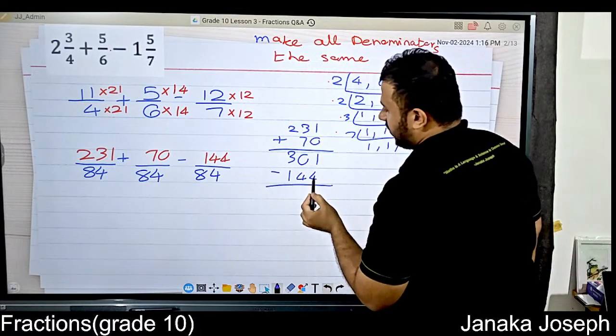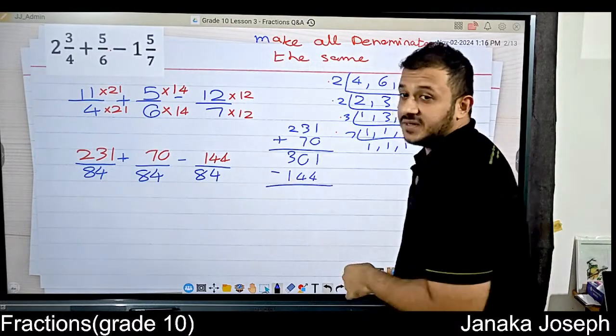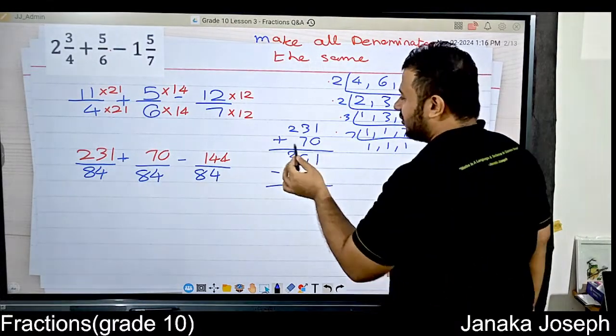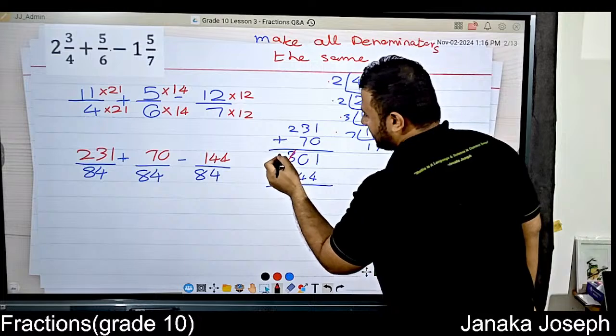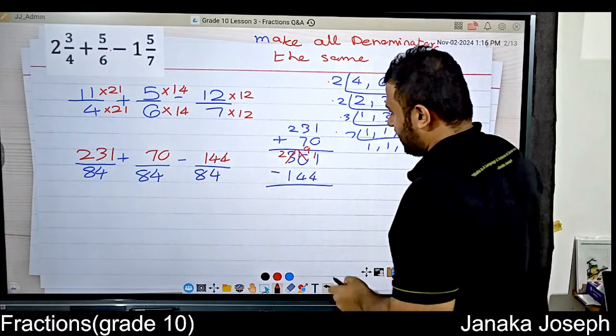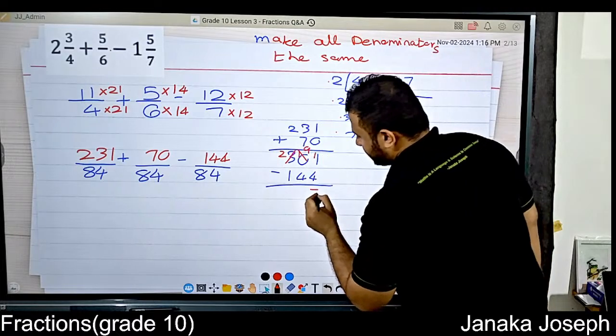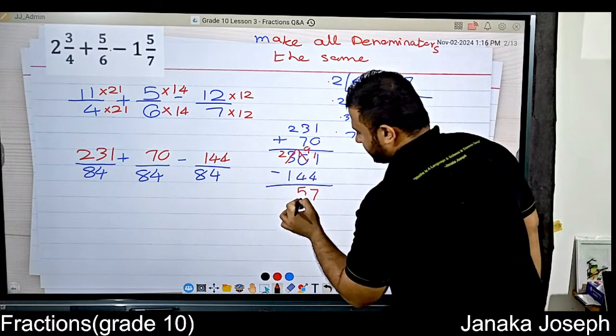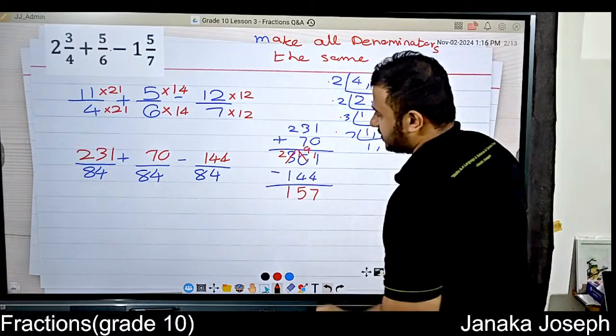So one minus 4, can't do it, so ask from the neighbor. That's a 0, so you will go and ask from this neighbor. This 3 will become a 2, 1 comes here. That 10 will become a 9, 1 comes here. 11 take away 4, that's 7. 9 take away 4, that's 5. 2 take away 1, that's 1.